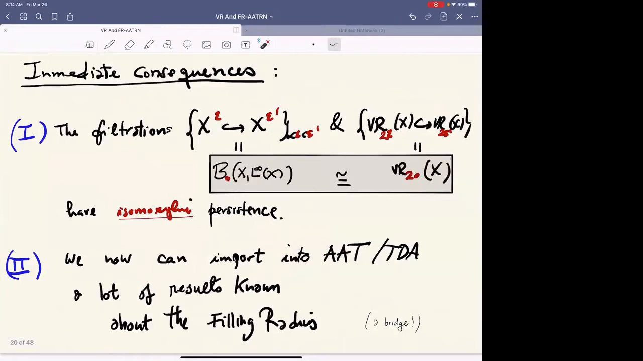So then a consequence is that these two filtrations have isomorphic persistence. And in particular, what that means is that now we have some sort of a bridge between applied algebraic topology, which has mostly been thinking about this one, and results in Riemannian geometry that have, through the notion of filling radius, been thinking about this other filtration.